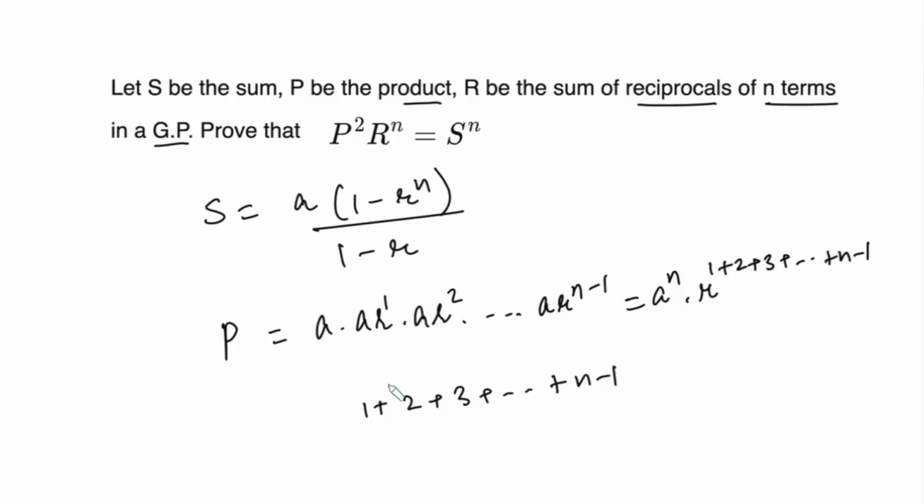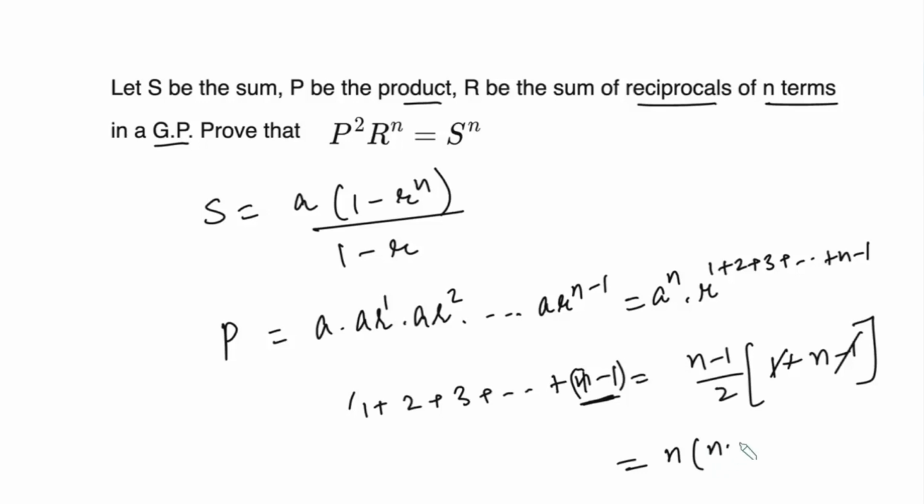This is an AP, and we can find the sum of this by using the sum of AP formula, which is the number of terms. Here number of terms will be n minus 1. So n minus 1 over 2 times the first term, which is 1, plus the last term, which is n minus 1. We can cancel out 1. So it will be n times n minus 1 over 2. Therefore, P is equal to A raised to the power n times R raised to the power n times n minus 1 over 2. Now, R is the sum of reciprocals.